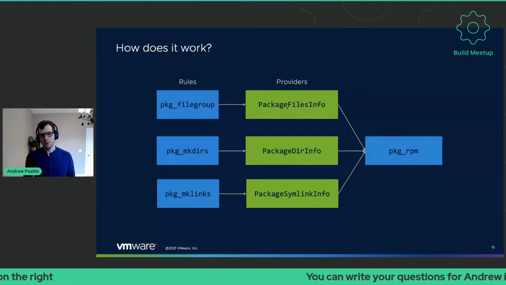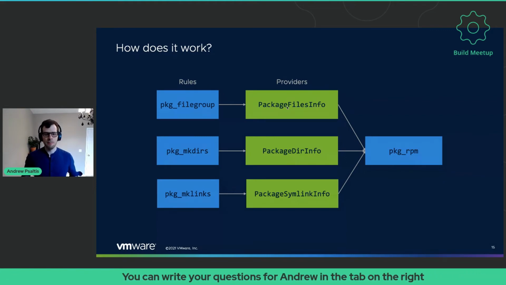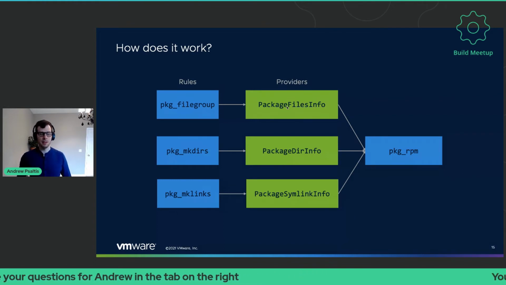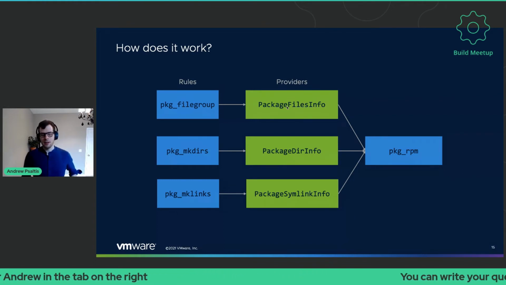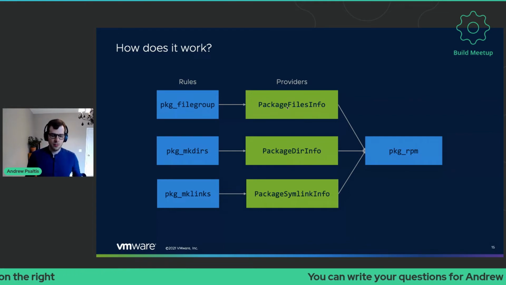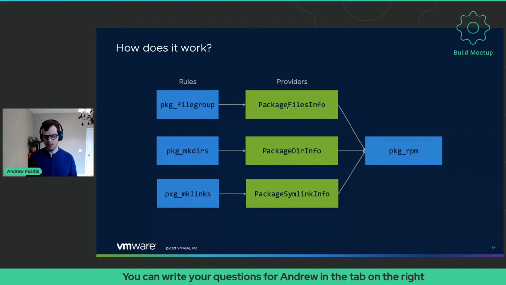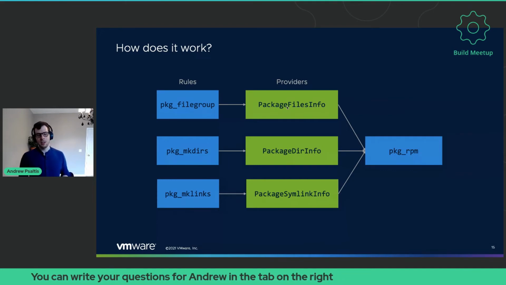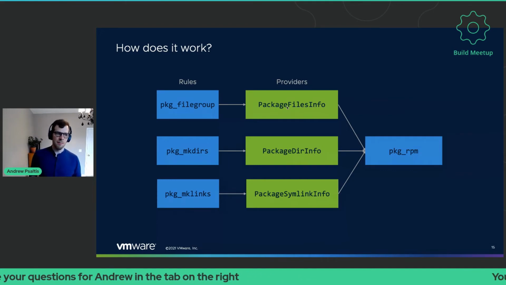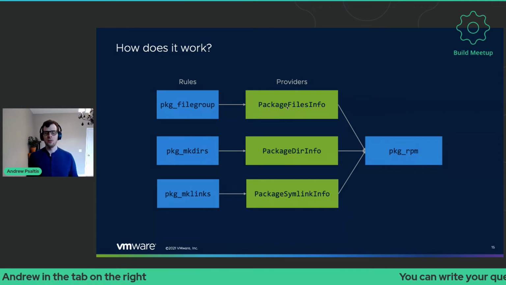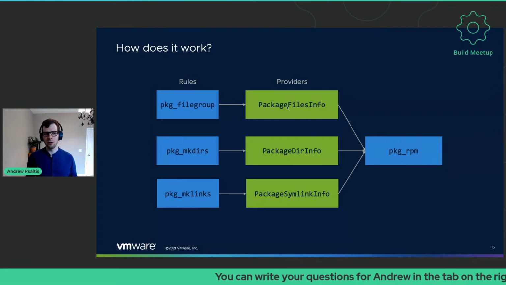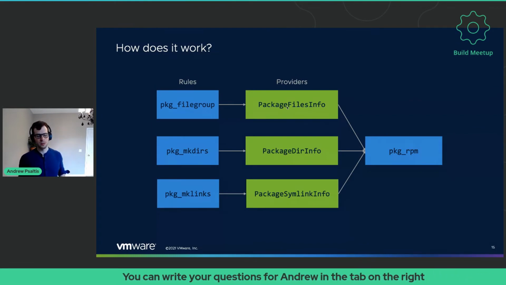PackageFilesInfo contains information providing mappings from sources in the Bazel tree to destinations. PackageDirsInfo just specifies directory information, and PackageSymlinkInfo provides information on symbolic links. Each of these also contains various metadata for controlling how files are installed, things like permissions, users, groups, etc.